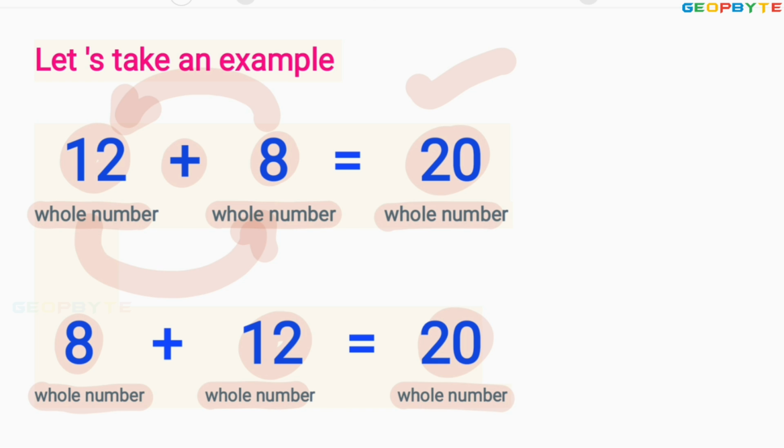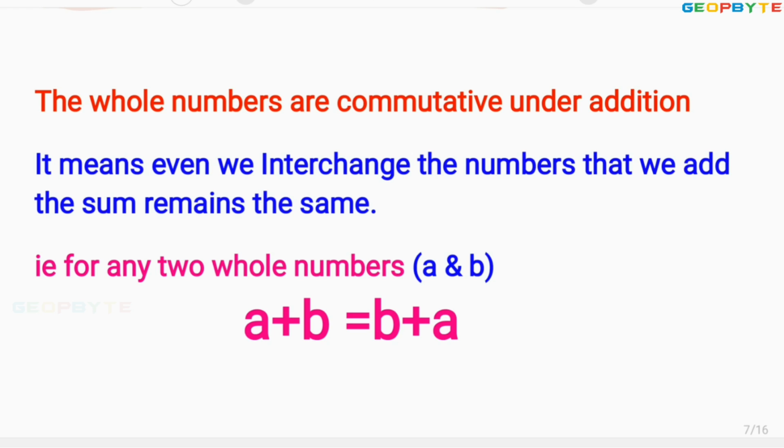Look at the conclusions. The whole numbers are commutative under addition. It means even if we interchange the numbers that we have added, the sum remains the same. That is, for any two whole numbers A and B, A plus B is equal to B plus A. Similarly, let us move to the commutative property for multiplication.